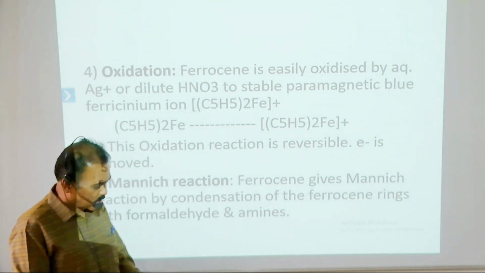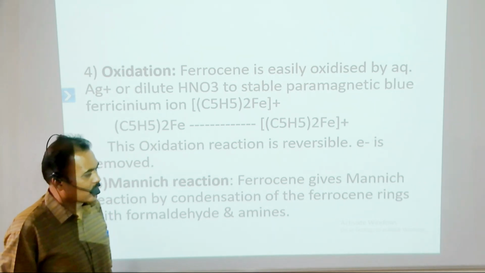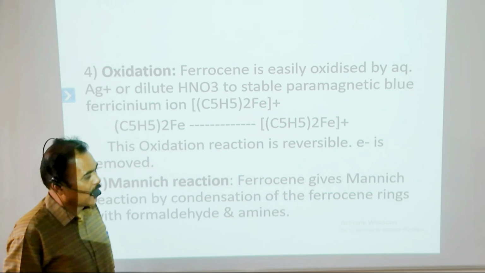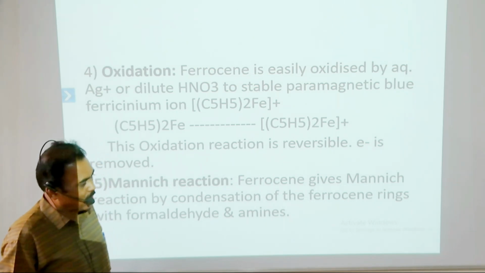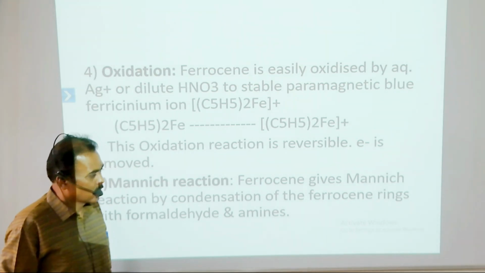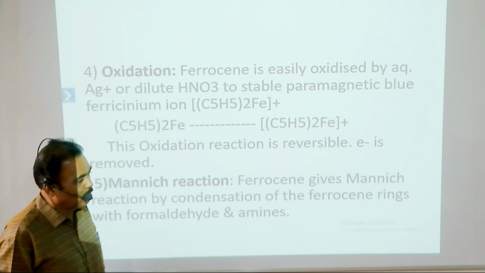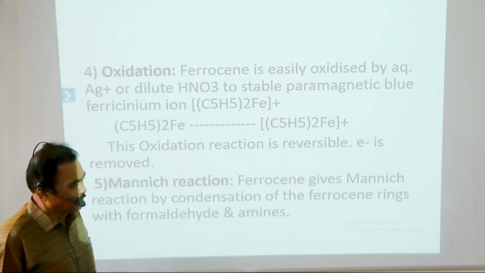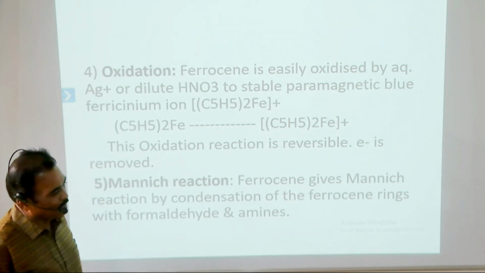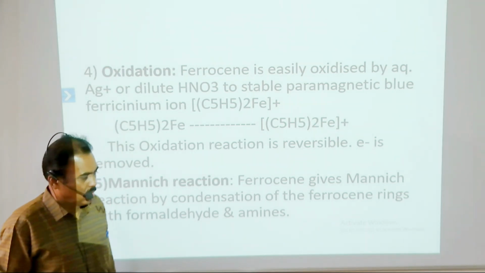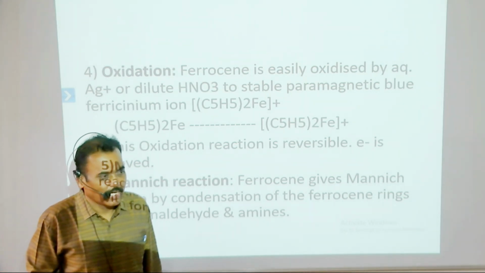Then the fourth reaction is oxidation reaction. Ferrocene is easily oxidized by aqueous Ag+ or dilute nitric acid to a stable paramagnetic blue ferrocenium ion, that is (C5H5)2Fe+. So the reaction is (C5H5)2Fe produces (C5H5)2Fe+. This oxidation reaction is reversible. An electron is removed. In that manner, ferrocene undergoes different types of reactions: acylation, alkylation, sulfonation, and oxidation.